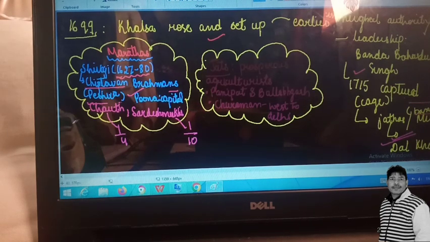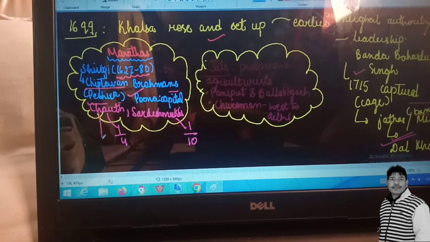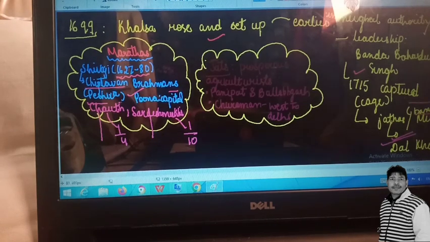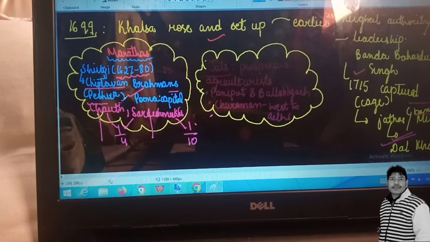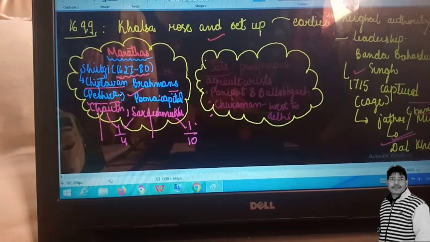There were two important taxes, Chauth and Sardeshmukhi. These were agricultural taxes. Chauth was one-fourth and Sardeshmukhi was one-tenth of the whole agricultural produce. Peshwas were the principal ministers appointed by the Marathas.